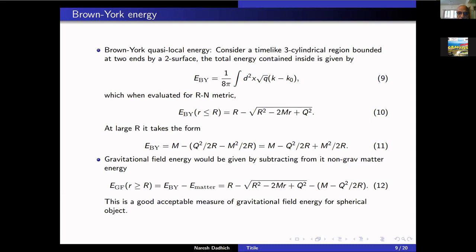Now, since I have the total energy contained inside the radius r, I can obtain the gravitational field energy: the total energy contained inside the radius r, subtract from it the matter energy, that is the non-gravitational energy. So E_BY minus E_matter, where E_BY is the first two terms, and the matter part is this, the non-gravitational energy, M minus Q squared by 2R. This gives us a good measure of gravitational field energy for a static spherical object.